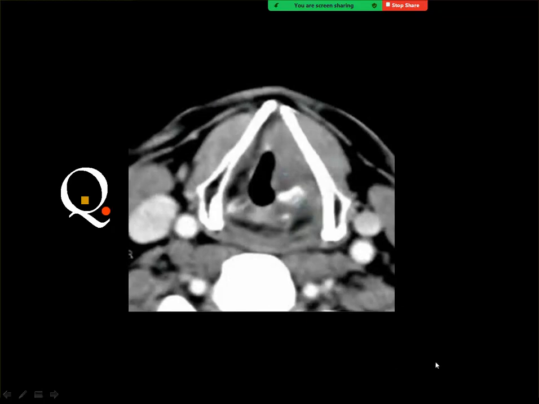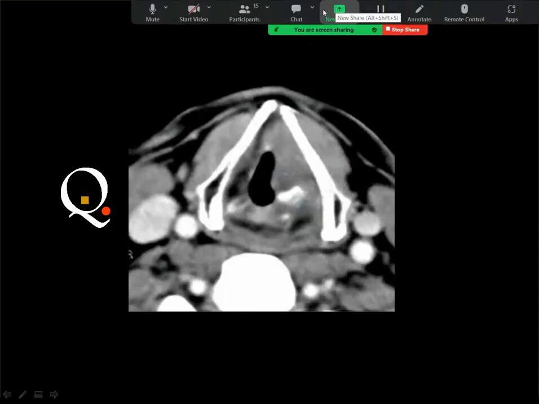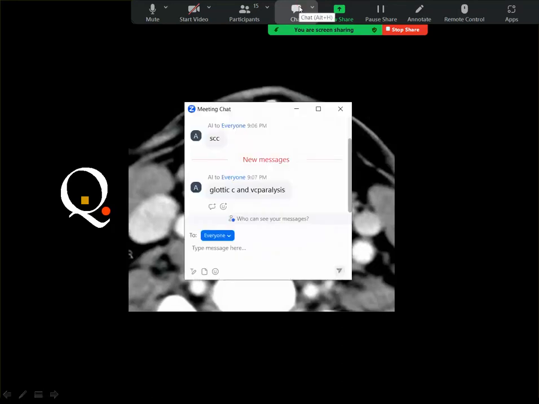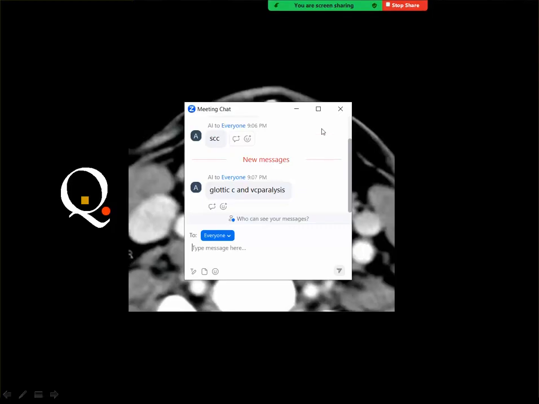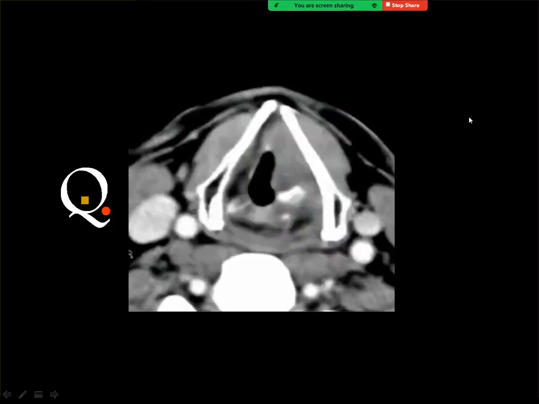The next case is a selected section from the CT of the larynx. Okay, you mean that this is a glottic cancer?